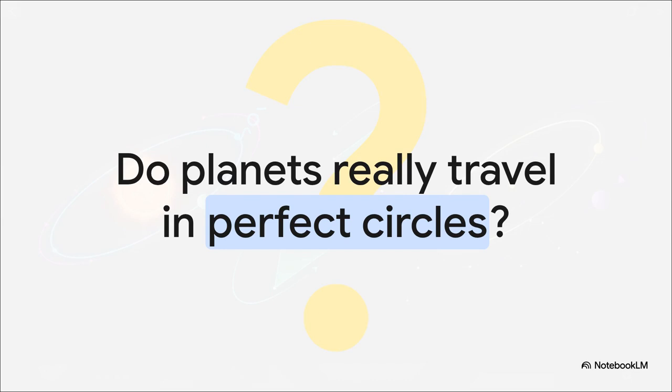Think back to the very first time you ever saw a model of the solar system. Maybe it was one of those plastic models in a science classroom or just a drawing in a textbook. Almost always, those models show the planets moving in these flawless, perfect rings around the sun. But here's the big question for you. Do planets really travel in perfect circles?